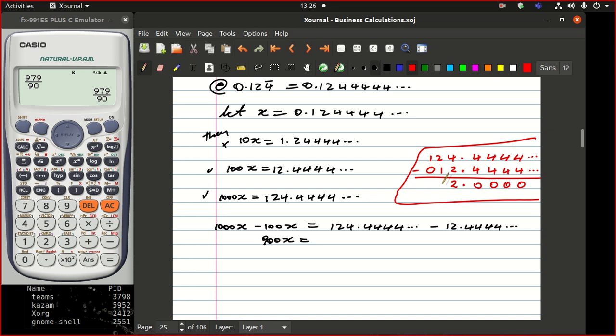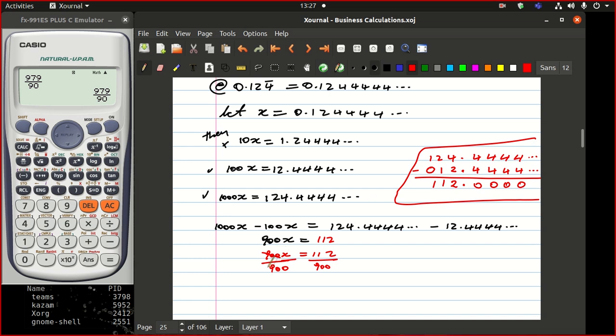2 minus 1, you know it is a 1. And then 1 minus 0, it is a 1. So we have 112 here. So we'll have 1, 1, 2. And then, of course, when you're having that, you just know that you have 900x equal to 112, and then you want to remove this, so you divide by a 900, you divide by a 900.